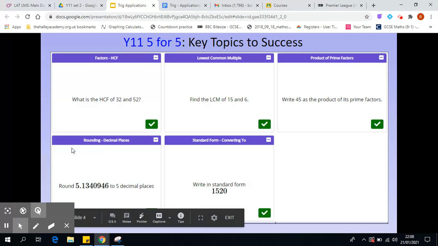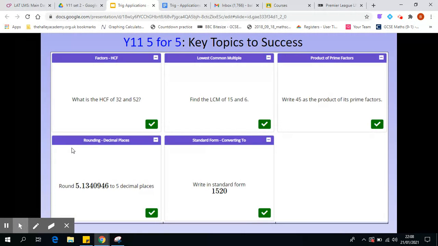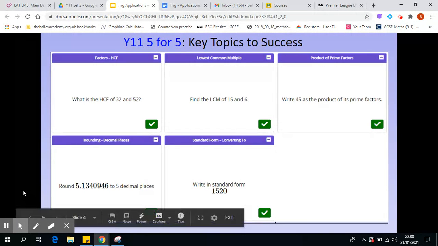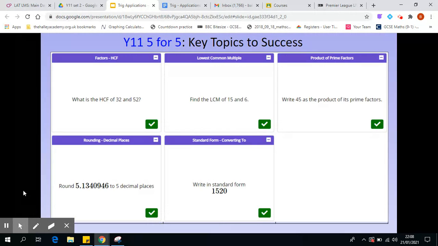The 5 for 5 starter is in slide 4, and the answers are given in slide 5. I would like you, on a piece of paper or your exercise book, to try all those 5 questions and check your answers in slide 5.